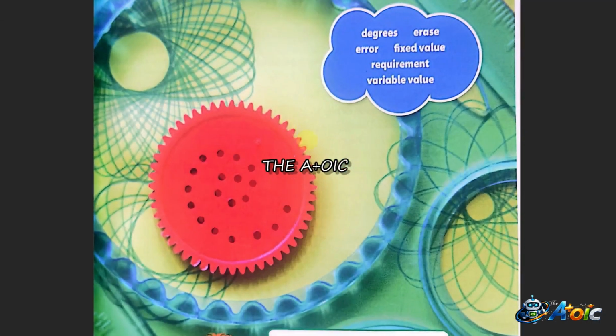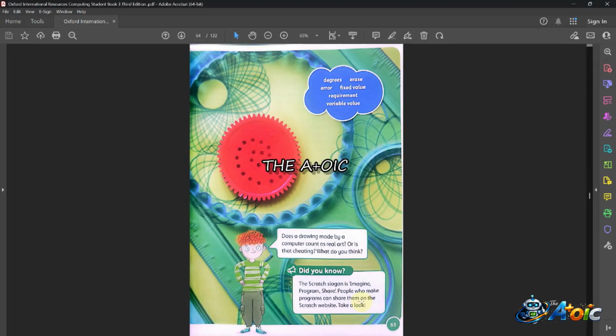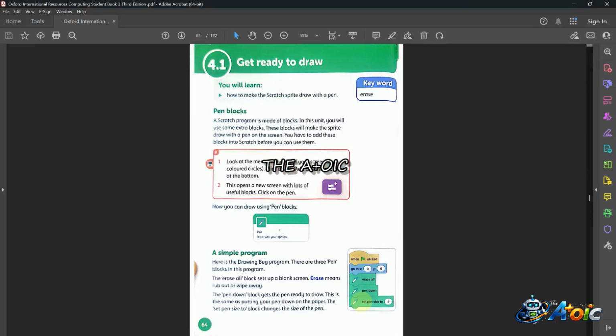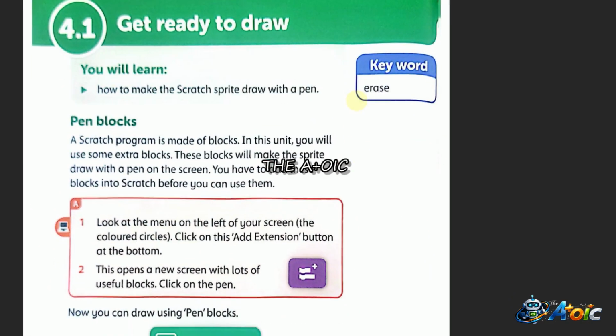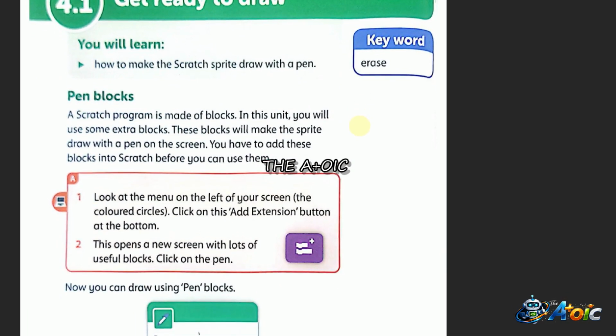So let's look at this. We have this here. It says, does a drawing made by a computer count as real art, or is that cheating? What do you think? The Scratch slogan is imagine, program, and share. People who make programs can share them on the Scratch website. Take a look. All right, so let's have a look at what we have here. Get ready to draw. How to make the Scratch sprite draw with a pen. So here we are being introduced to a new concept, that is the pen blocks.